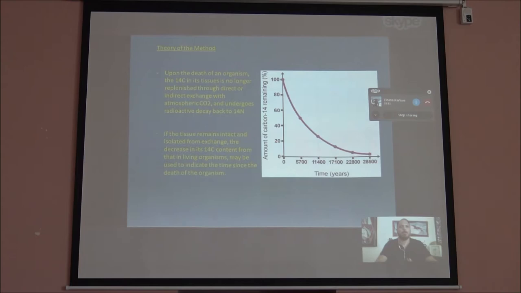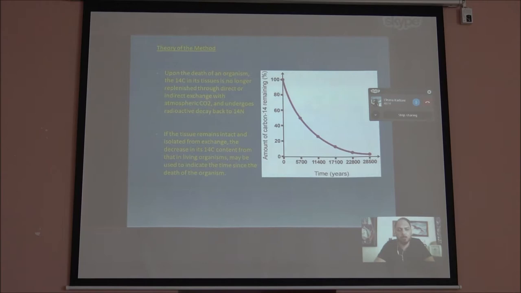So upon the death of an organism, the carbon-14 in its tissues is no longer replenished through direct or indirect exchange with atmospheric CO2 and undergoes radioactive decay back to nitrogen-14. If the tissue remains intact and isolated from exchange, the carbon-14 content of that organism may be used to indicate the time since it left the organism.